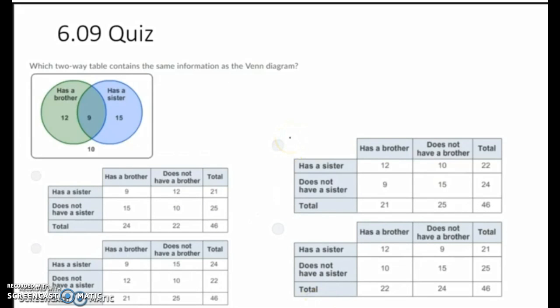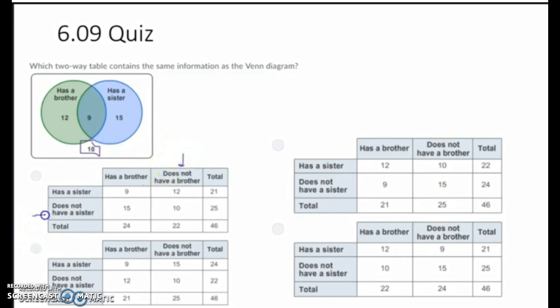This next one talks about people who have brothers or sisters, both or neither. So those who have a brother are in the green circle. Those who have a sister are in the blue. And then those who have both are in the shaded area in between. There are 9 people that have both. And then there are 10 that have neither. So now we want to look for this information in the given tables.